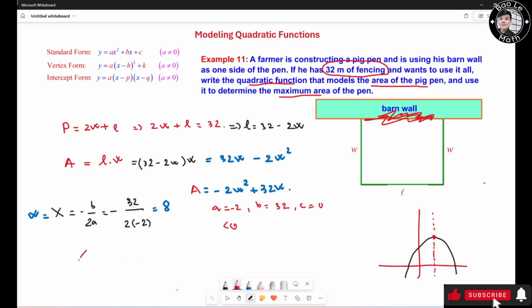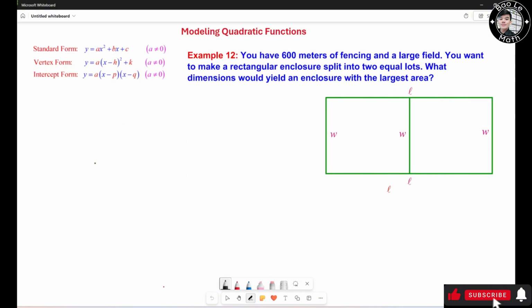So I need to find the area. The area is going to be negative 2 times 8 squared plus 32 times 8. So it's going to be 128 meters squared. And this is the final answer. Now let's move on to the next example.